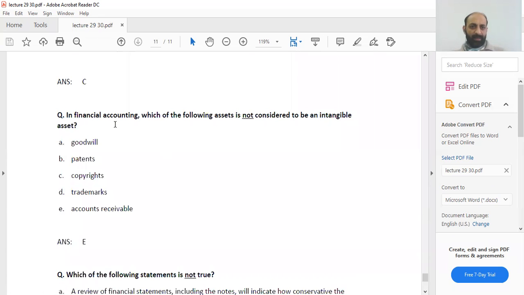In financial accounting, which of the following assets is not considered to be an intangible asset? You know, आपका goodwill is intangible, patents, copyright, trademark. Accounts receivable is not an intangible asset.